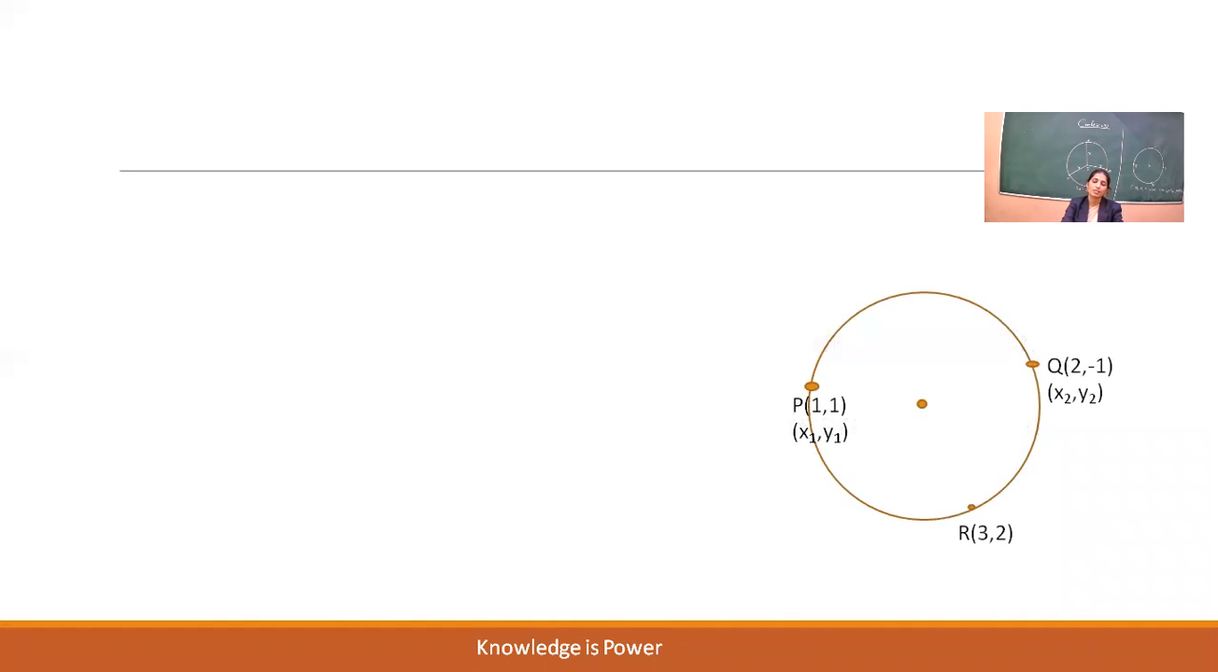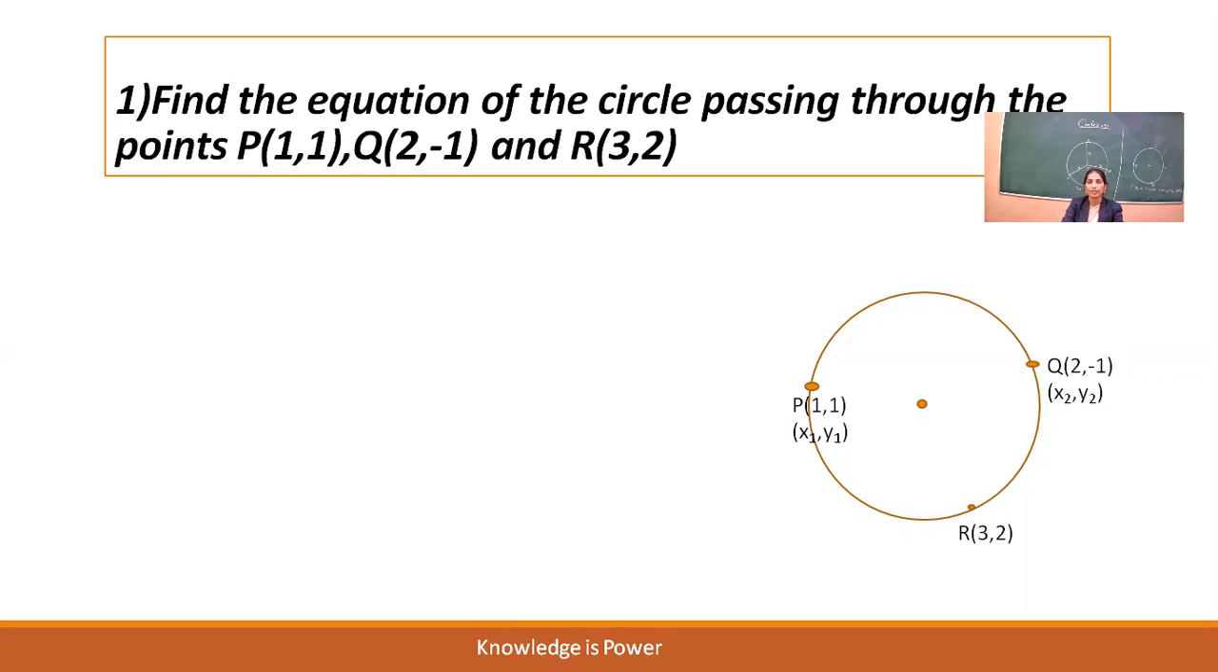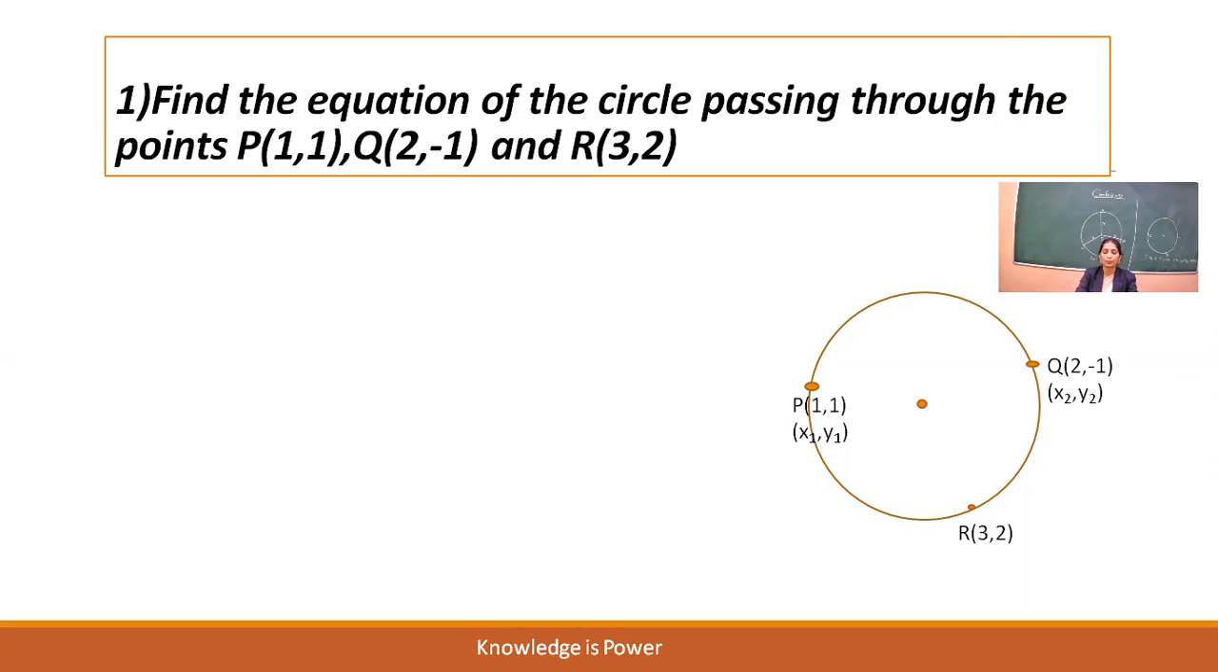Now today, let us solve the problem. What is the aim? To find the equation of the circle. Under what condition? Under the condition when 3 points of the circle are provided. Let us do it through a problem. Find the equation of the circle passing through the points P(1, 1), Q(2, minus 1) and R(3, 2). Before doing any problem, let us write the given data.